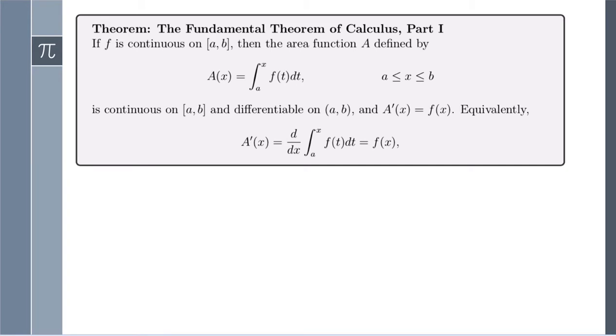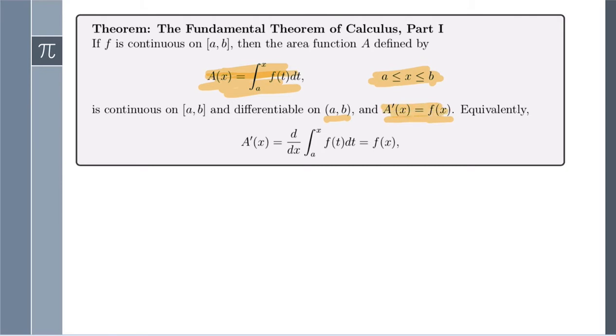So there are two parts to the fundamental theorem of calculus. The first one is part 1, which we are going to discuss right now, and then we'll see the other one next. This one says: if f is a continuous function on the closed interval [a, b], and the area function A is defined by, so this is the definition of the area function, the integral from a to x of f of t dt, then A is continuous on [a, b] and differentiable on the open interval (a, b), and the derivative of the area function, A prime of x, equals f of x.